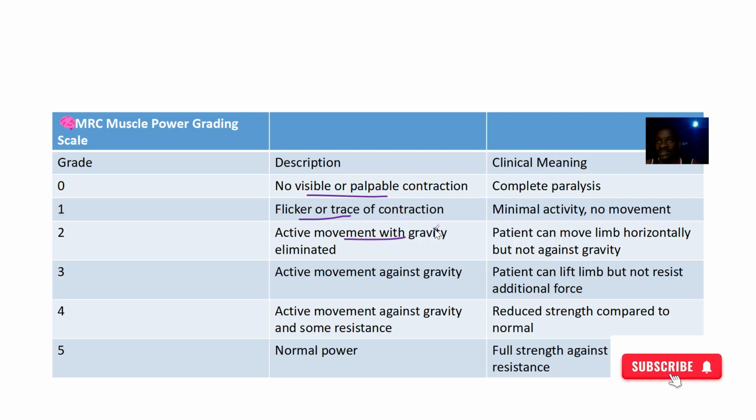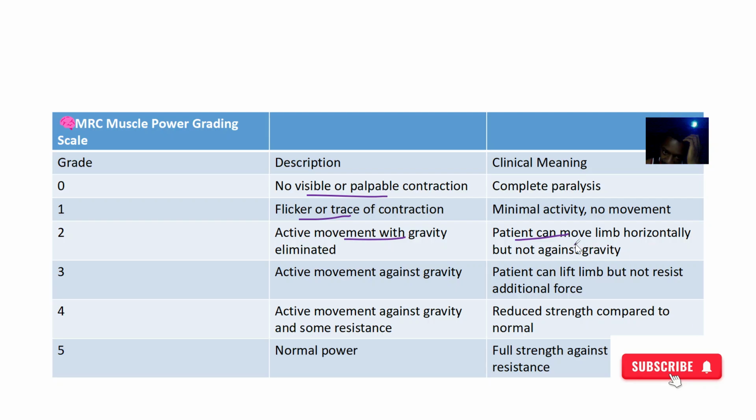I don't know if you understand. If you take away gravity, the person is able to move their part. That will tell you that the patient can move the limb horizontally but not against gravity. Like they cannot lift it against gravity, but they can move it to the side like this. You understand? To the side.